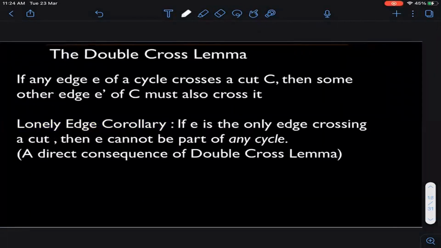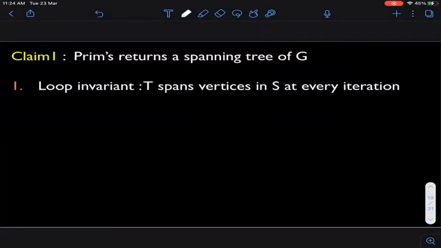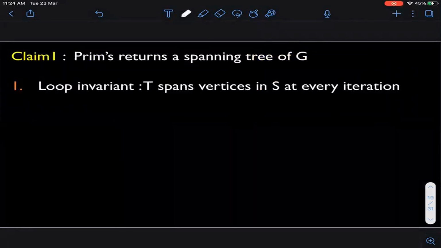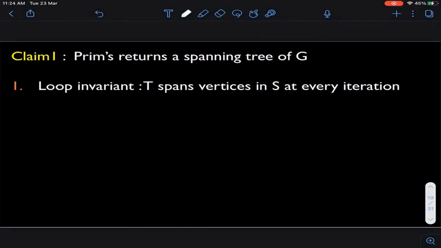Okay, great. So now let's prove the first claim about Prim's algorithm, which is that Prim's returns a spanning tree of G. So we essentially have to prove two things. One, that it actually spans the entire set of vertices, assuming it's a connected graph, and the second thing is that it's a tree, that it's a connected graph and it does not have a cycle.